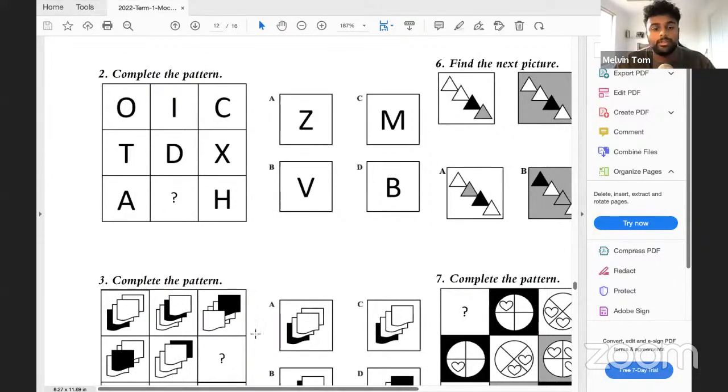Let me move everything. Sorry, there's just a lot of things popping up and it's really distracting.